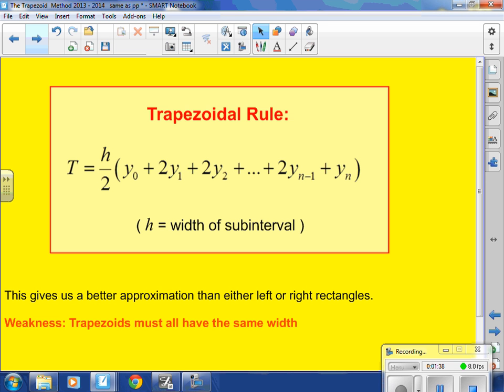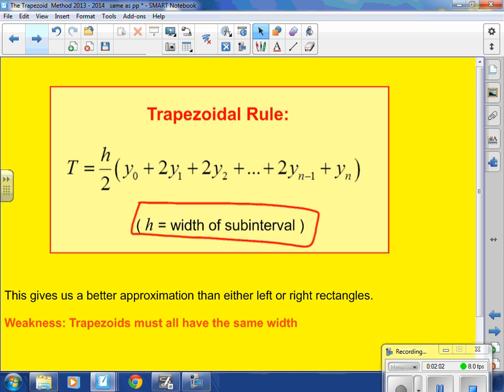Now the trapezoid rule says to find the area using trapezoids, take h over 2, and then the first y-coordinate gets used once, the second y-coordinate gets used twice, the next y-coordinate gets used twice. They all get used twice until you get to the last one, where you only use that y-coordinate once. But the key is, this only works if all of the intervals have the same width. And that's not a necessary component of most of the problems you're going to run into.